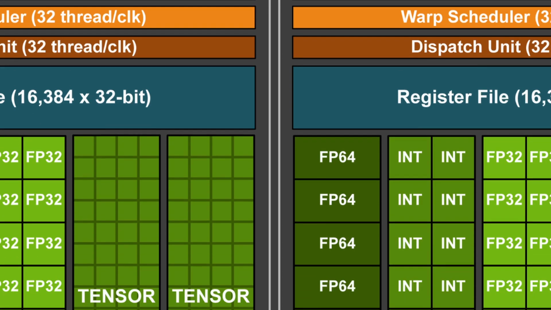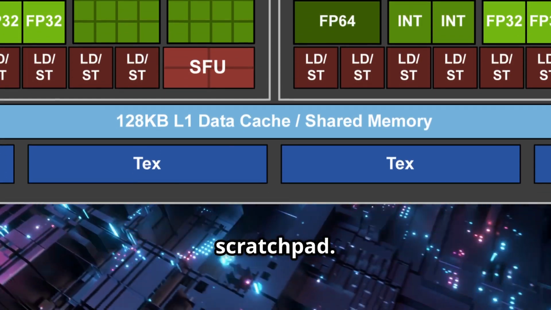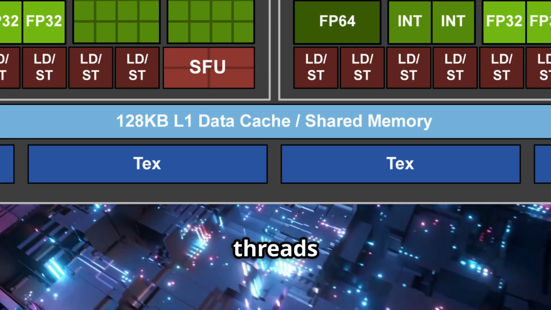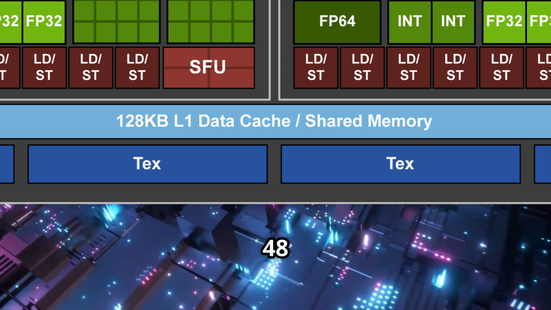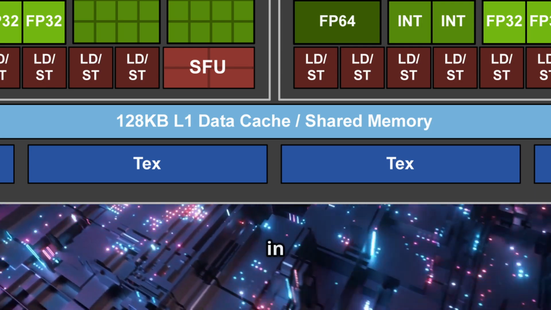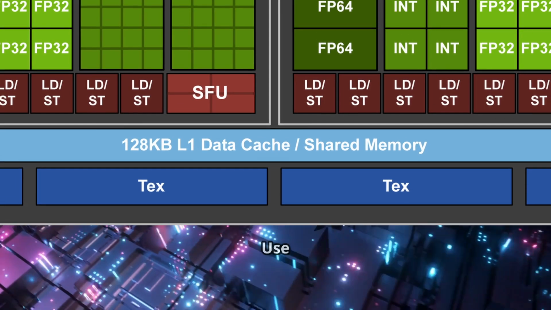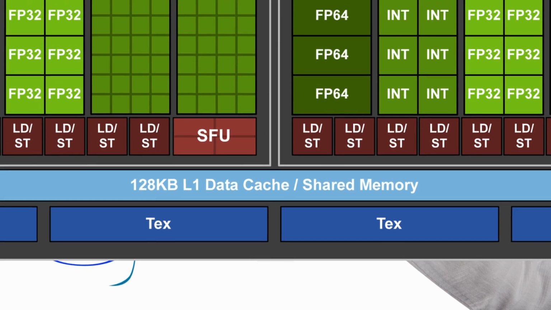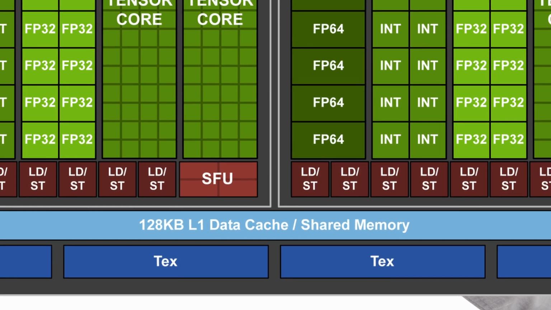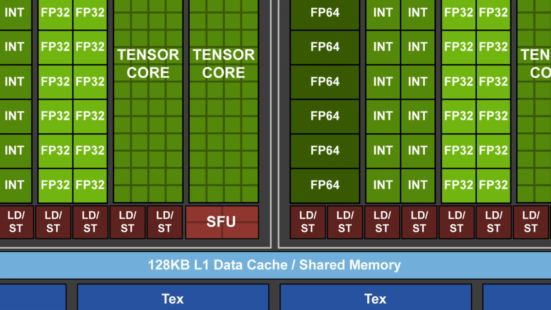Next up, shared memory or L1 scratchpad. It's on-chip, shared by all threads in a block, typically 48 KB per block with access in 4 cycles. Use it for data reuse and inter-thread communication. Much faster than global memory but limited in size.